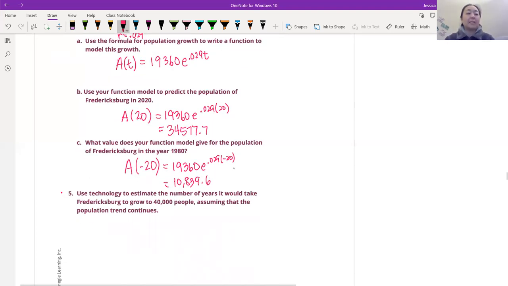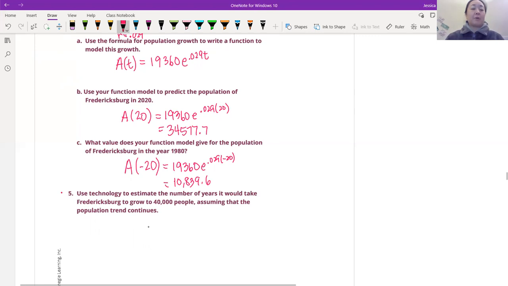All right, so C, what value does your function model give for the population of Fredericksburg in the year 1920? So what would we put in for T? Some people are like, ooh, -20, because it's 20 years before the start time, right? Do you see how that works? So then we put in -20, and do you see what we get? A smaller number. Yay. So that's going to be 10,839.6. Happy days.